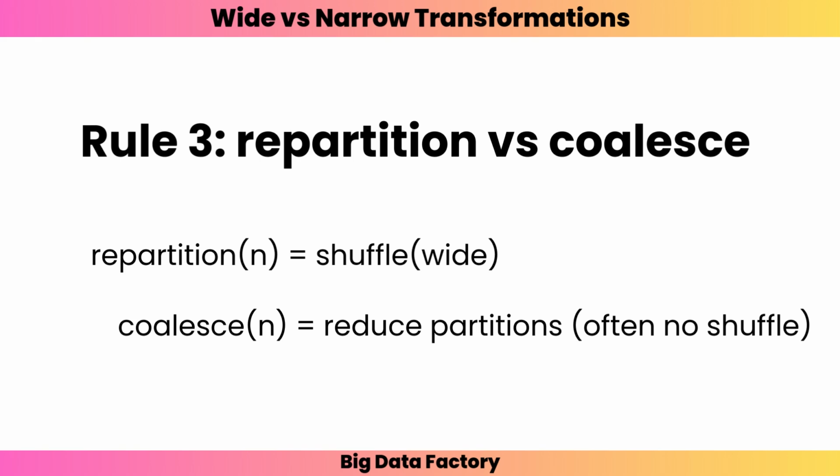Coalesce. This is often narrow when reducing partitions because Spark can collapse partitions without a full shuffle. Use it when you want fewer output files or fewer tasks and you want to avoid shuffle. So repartition equals shuffle and it's wide, and coalesce equals usually no shuffle, narrowish. This one difference is huge in real pipelines.